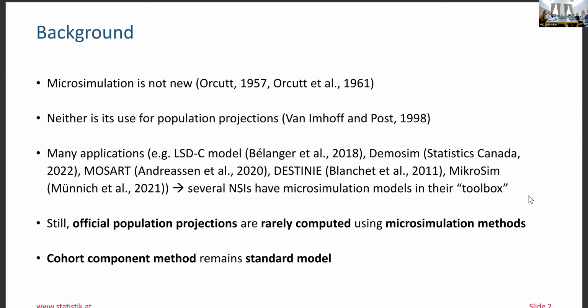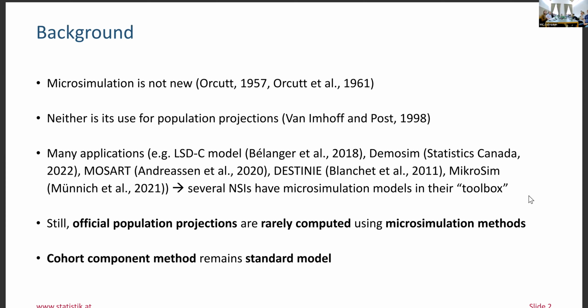And in fact, most microsimulation models within the social sciences will have some form of basic modeling of demographic processes. So there's many applications and there's many well-documented models that we can turn to, such as the Canadian LSTC model. There's the DemoSim model, which is currently used by Statistics Canada. There's the Mozart model, which is used at Statistics Norway and has been used for many years. The French Statistical Office has a Destiny model, and more recently in Germany, the Microsim model has been developed that is currently used by the Federal Statistical Office of Germany.